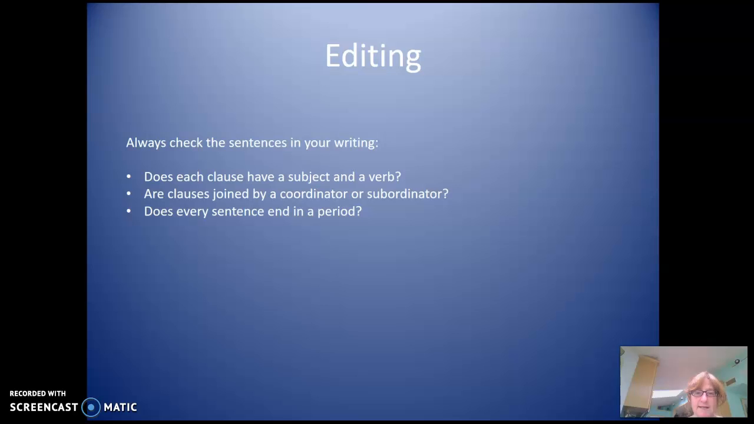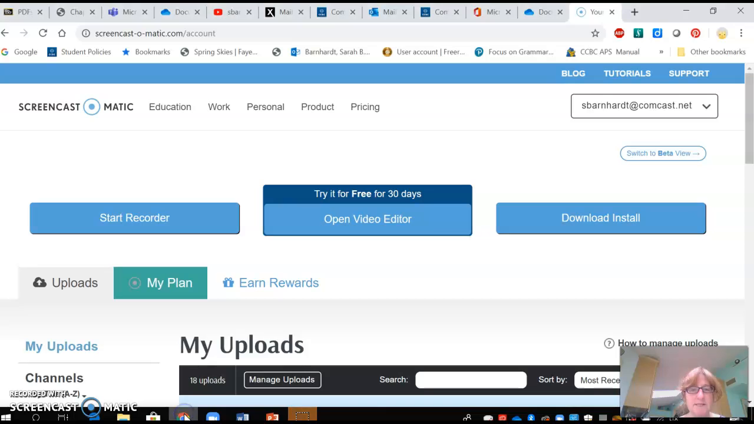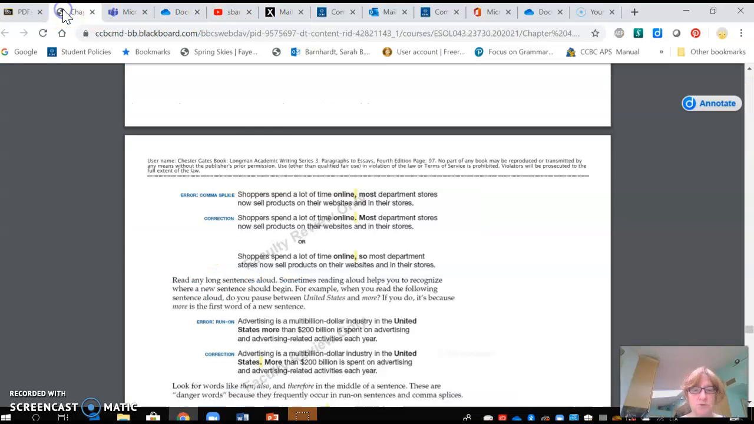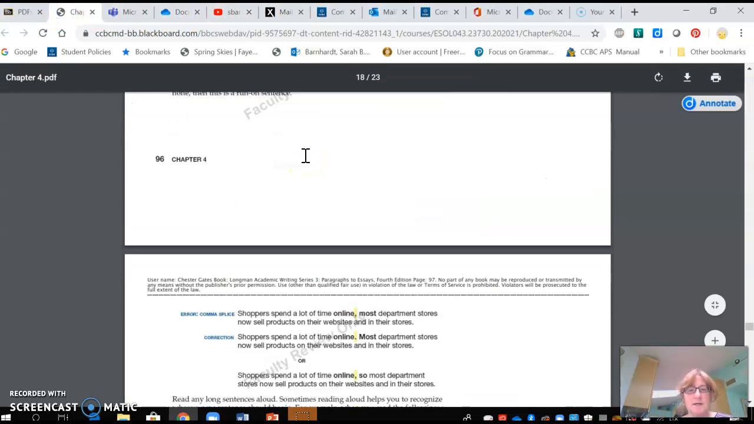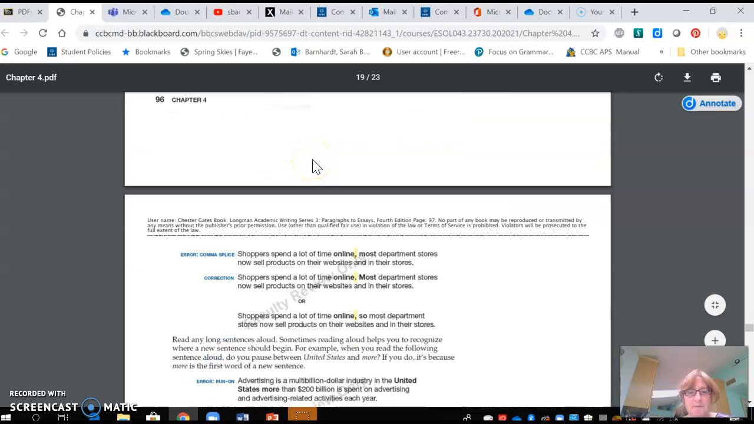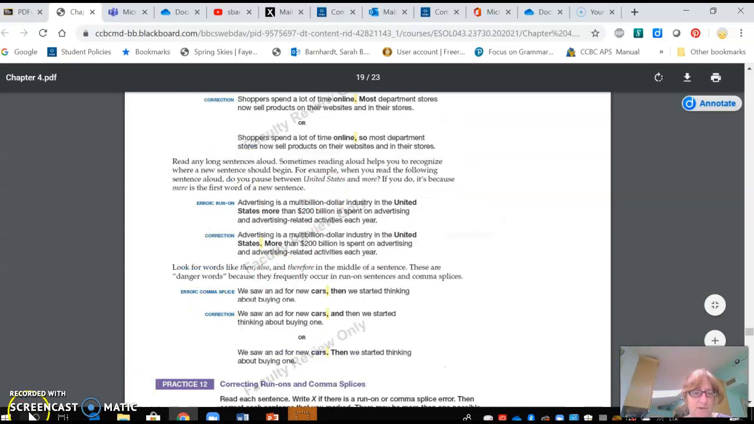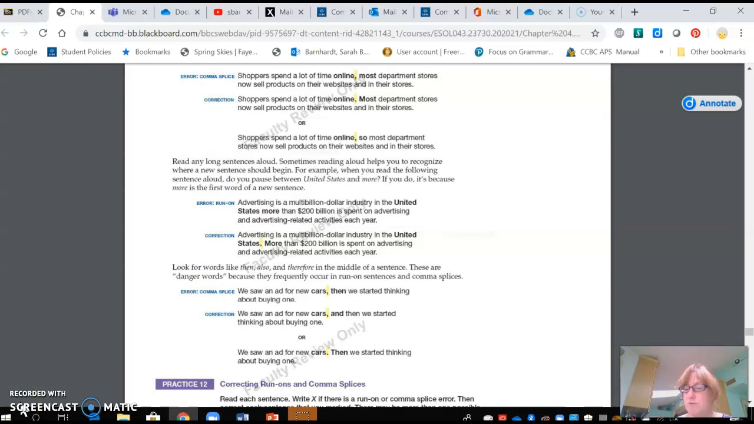So always edit. Make sure that the sentences in your writing have a subject and a verb. Do they end in a period? And are the clauses joined by a coordinator or a subordinator? For more information on this, you may go to pages 95, 96, and 97 in your textbook. Thank you very much, and let me know if you have any questions.